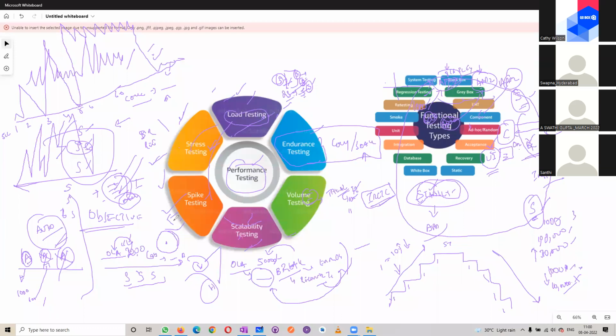Okay, any other questions? I didn't get it, Shruti. What are you asking? While doing spike testing, how much load will we give, sir? I mean, greater than the capacity load, or less than the capacity load?